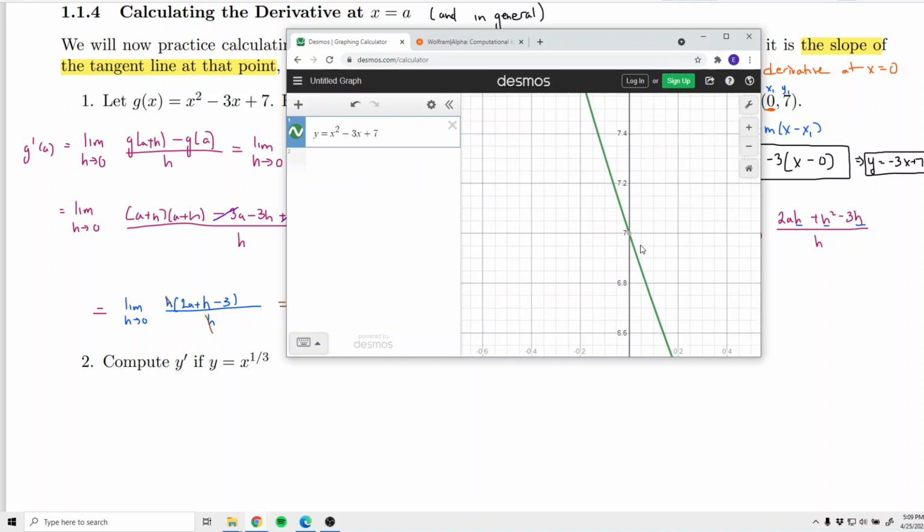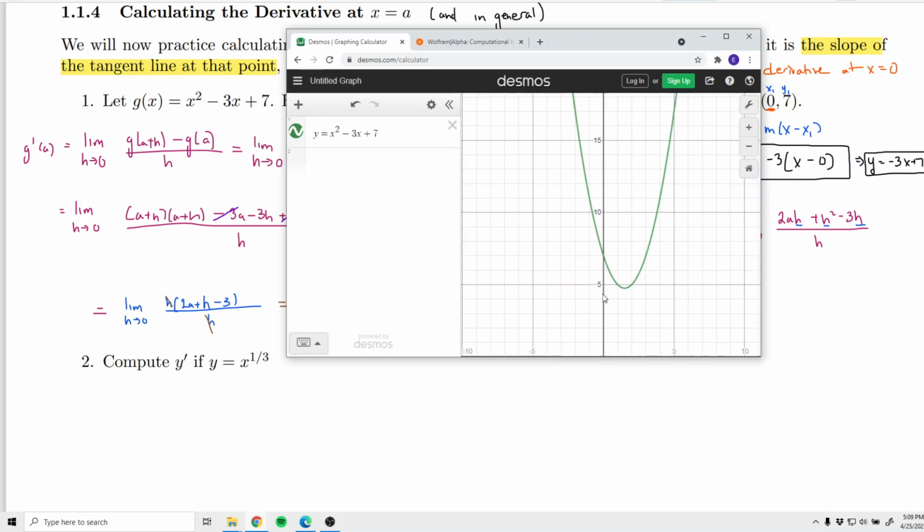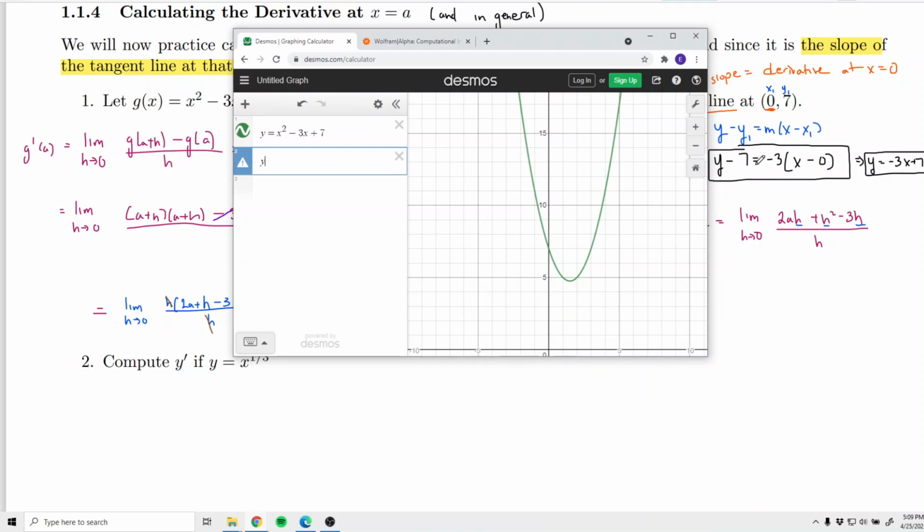Right? I'm zoomed in super close, so let me go ahead and zoom out. I wanted to make sure we're already centered where we're going to be. We want to find the tangent line at this point, 0, 7. Let's go ahead and now type in the equation of our tangent line. Let me go ahead and type in the original one: y minus 7 equals negative 3, x minus 0.